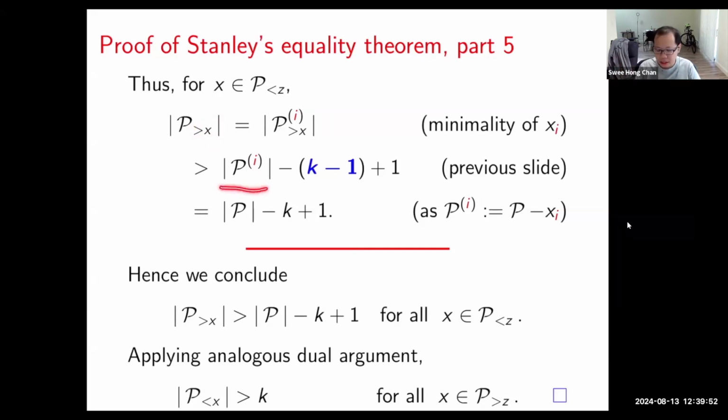By the previous slide, this is greater than or equal to this number, Pi minus k minus 1 plus 1. But Pi is equal to P minus 1. So this is equal to P minus k plus 1. And then you do this argument for all X. That gives you the first combinatorial condition in Stanley's equality theorem. And then you just do the same thing for the opposite: you change all the signs from greater than or equal to less than or equal, and you will get the second condition. That is our simplified proof. That's our new, different proof of Stanley's equality theorem.